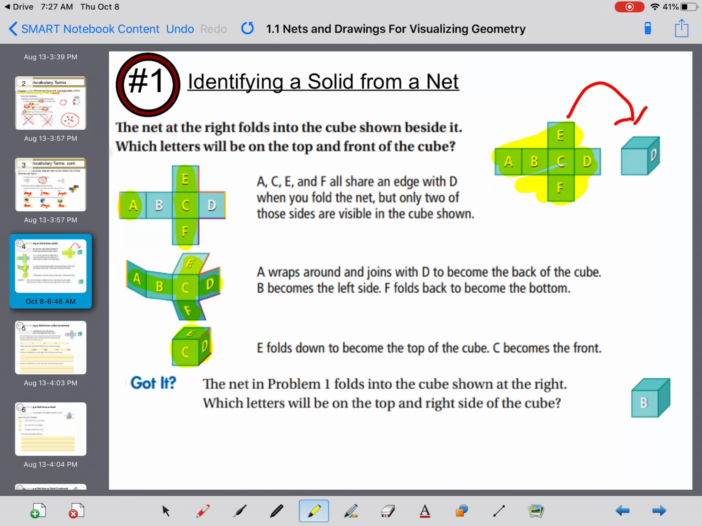Okay, the net in problem 1 folds into the cube shown at the right. So they're showing B in the front. Which letter will be on the top and right side of the cube? So remember, you're looking at the perspective of B. What would be to the right? Well, that would be C. What would be on top? That would be E. Okay.